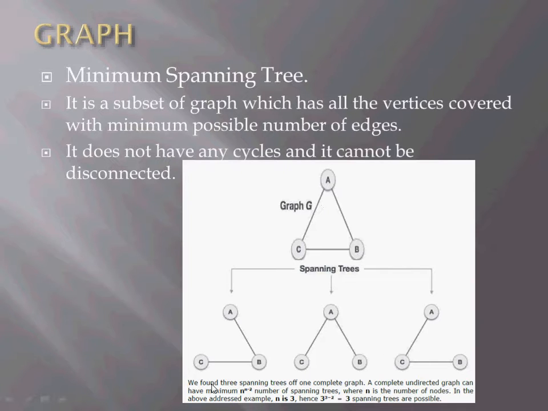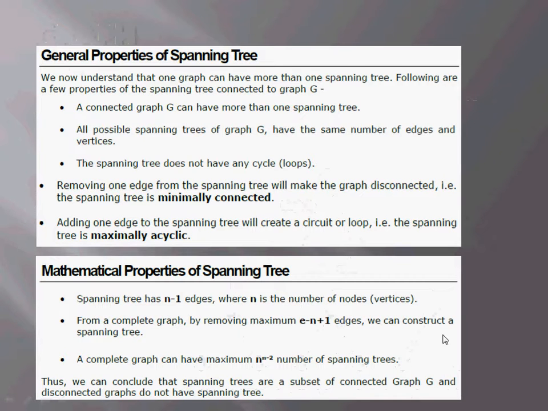So here the maximum number of spanning trees will be of the order of n power n minus 2. Here n is the number of elements. n is 3, so n power n minus 2 is 3 power 3 minus 2, which is equal to 3, that is 3 spanning trees. For a graph it has n power n minus 2 spanning trees. In this graph G we have 3 spanning trees, 1, 2 and 3.